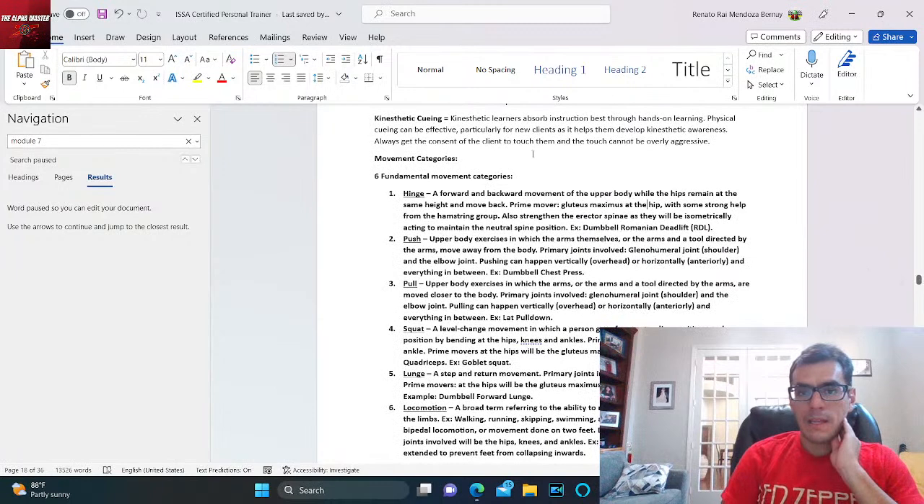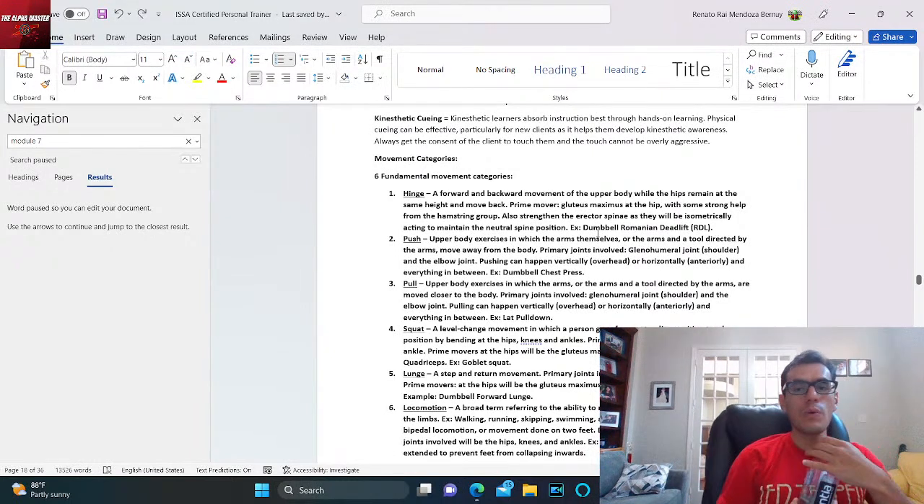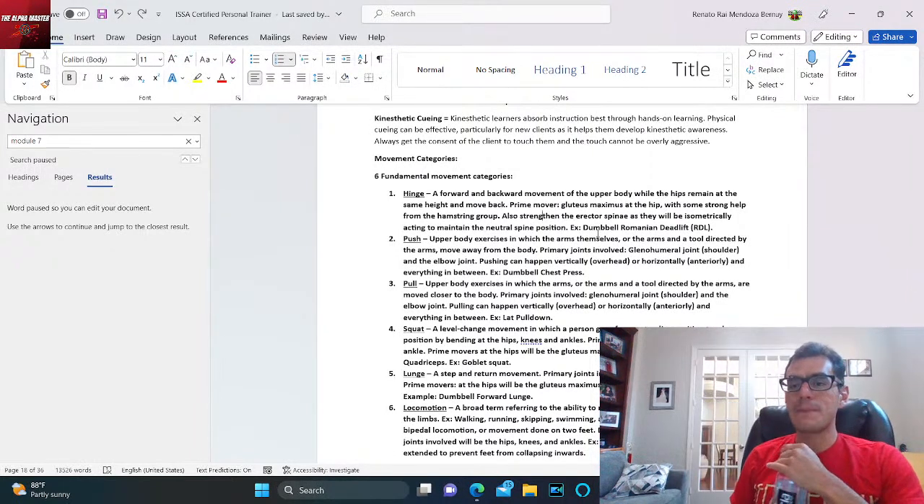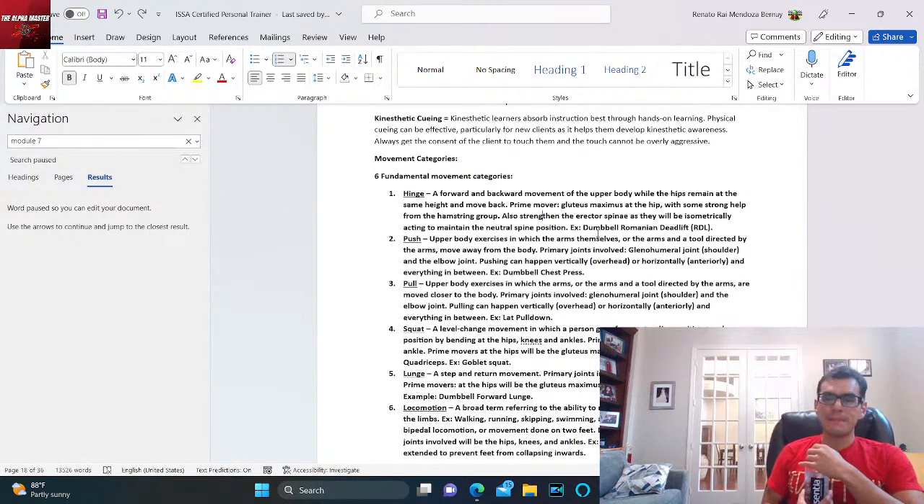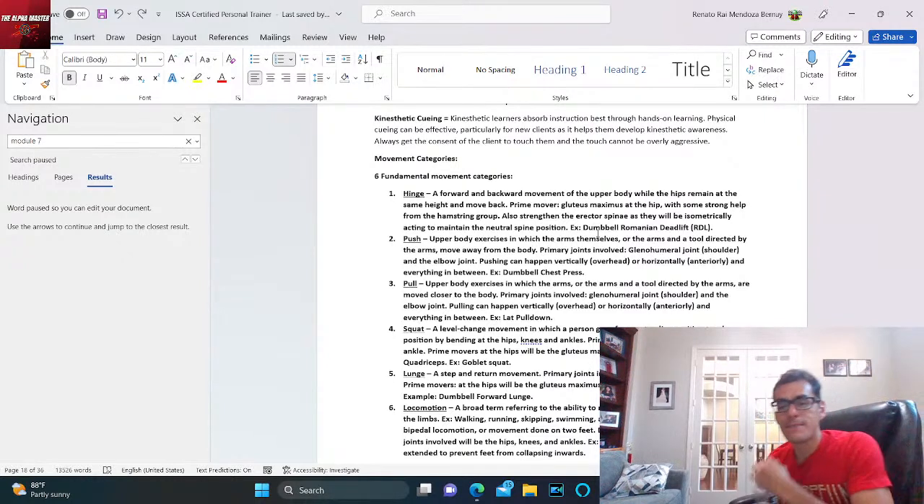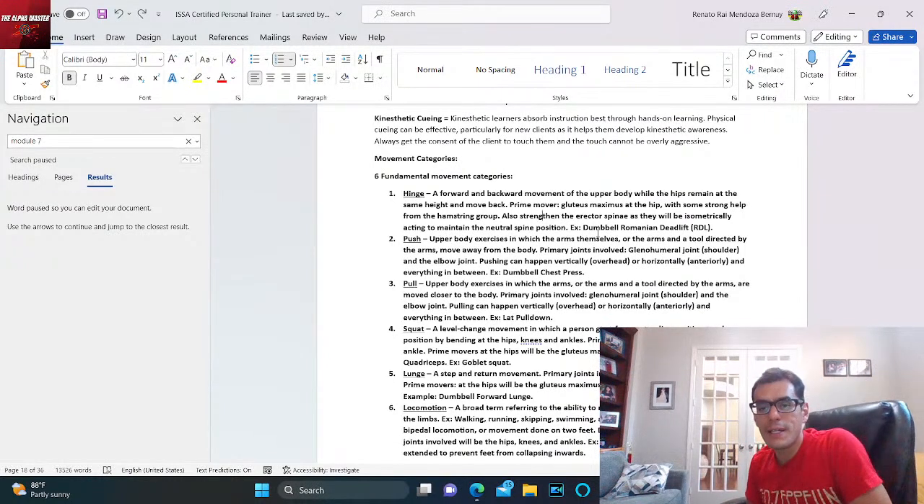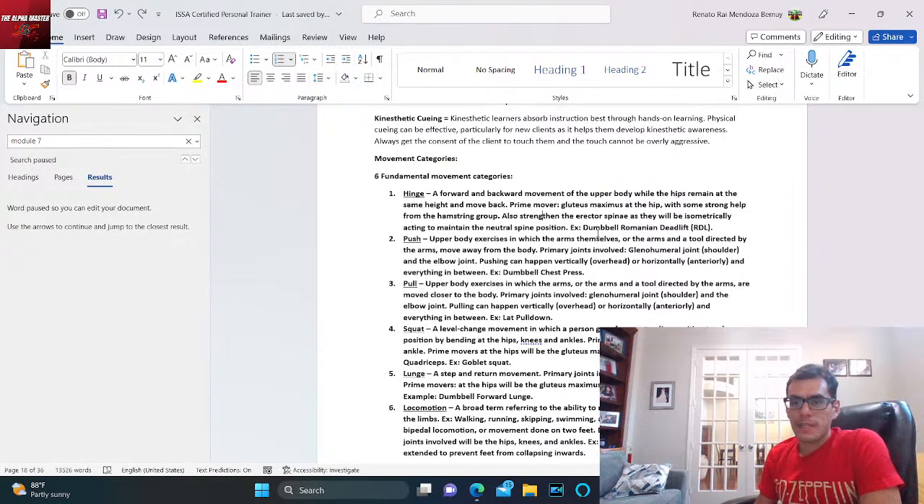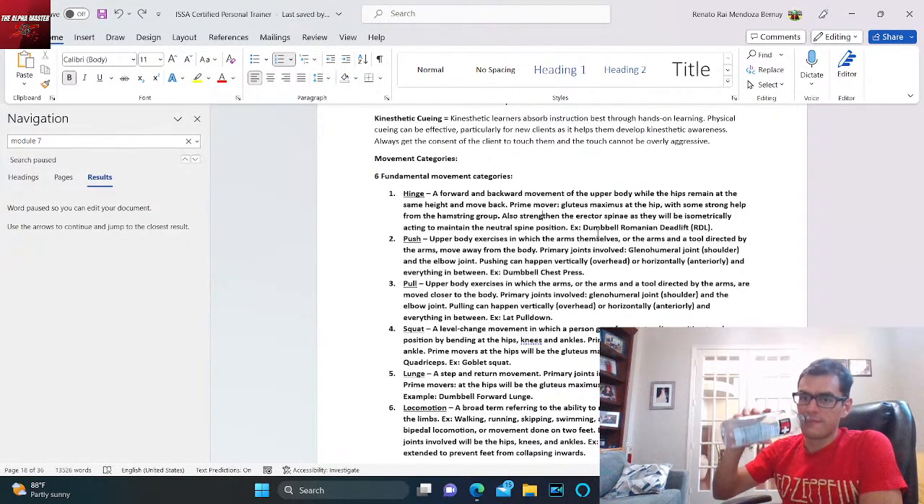Now you have the movement categories. You have six fundamental movement categories. You have the hinge, a forward and backward movement of the upper body while the hips remain at the same height and move back. The prime mover is going to be the gluteus maximus at the hip, with some strong help from the hamstring group. Also strengthen the erector spinae, as they will be isometrically acting to maintain the neutral spine position. An example is going to be a dumbbell Romanian deadlift.